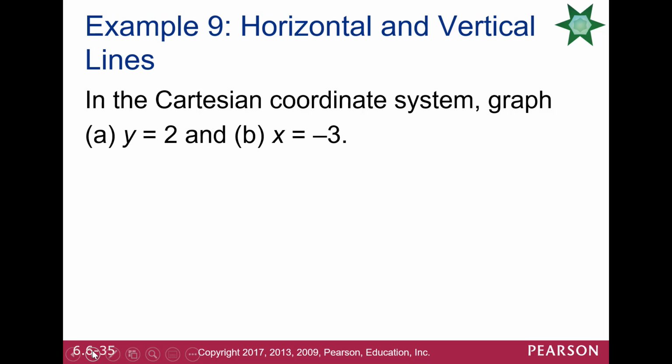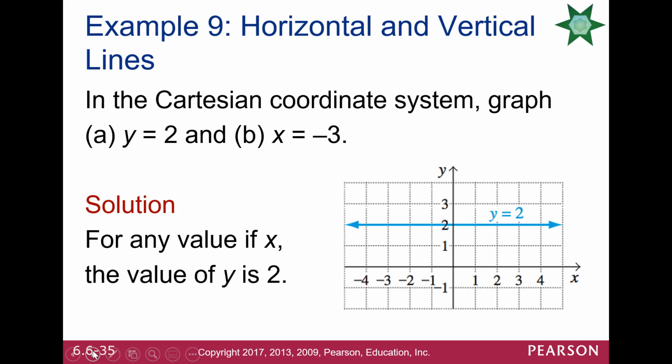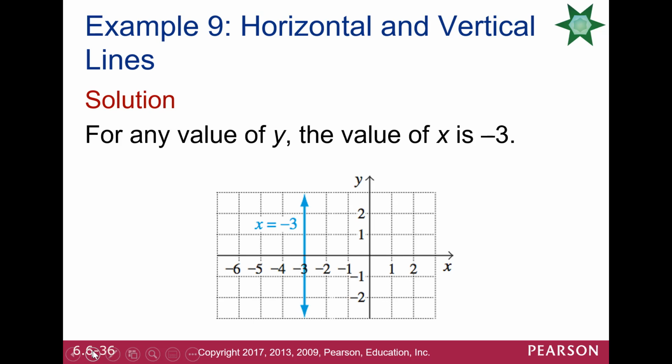When you have horizontal or vertical lines, you'll only have one variable. If you have, for example, y equals 2, that means y is always 2. It doesn't matter what x is, y is always 2. That's a horizontal line. If x is always negative 3, it's always a vertical line.